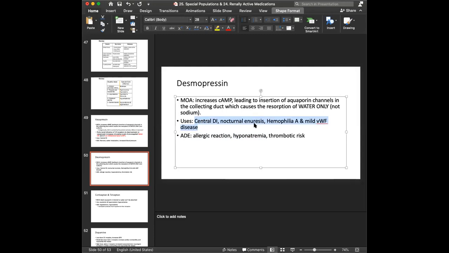So sometimes they give this to kids that bedwet, and since they don't have central DI and they make their own ADH, it's really important that you tell the child to stop drinking water an hour before bedtime, and they can't get up and drink water during the night while taking this drug, so you don't waterlog them, cause water intoxication or hyponatremia. This can also help with hemophilia A or von Willebrand's disease.